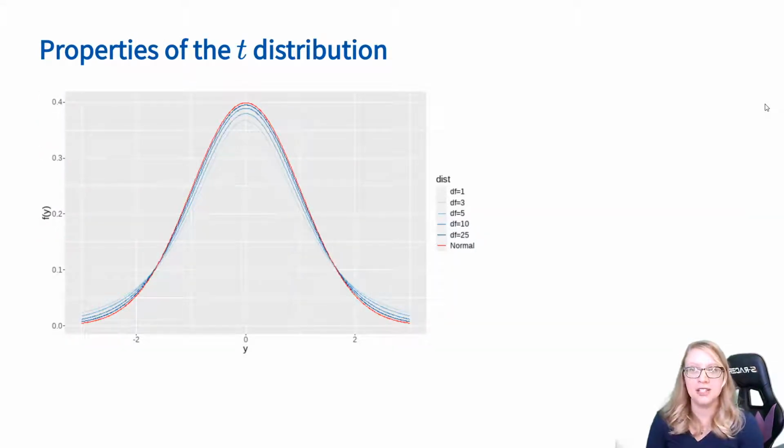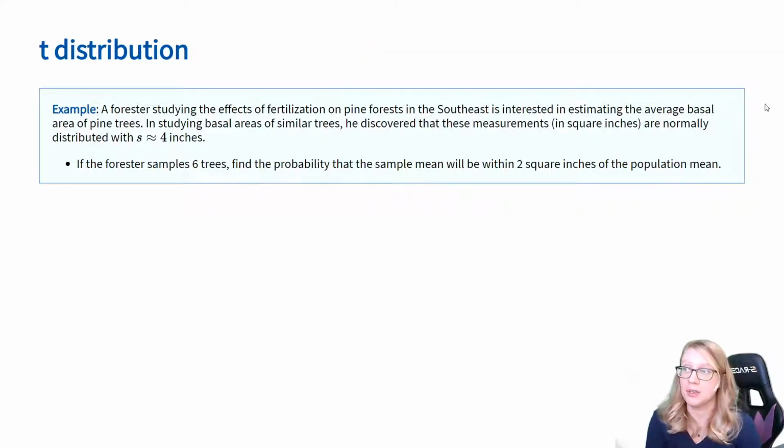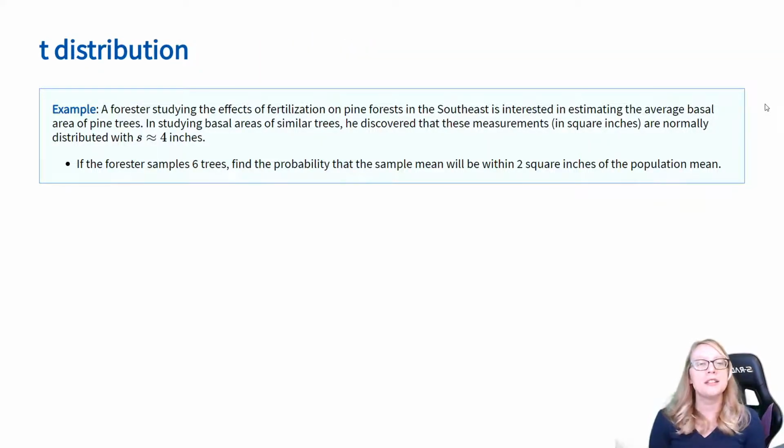Properties of this distribution: it's symmetric, it is unimodal. As we increase the degrees of freedom, so as we bump up n minus 1 being the degrees of freedom in this specification, the t distribution gets closer to a normal distribution. In practice, we often use the t distribution for testing, which we'll talk about next semester in Math Stat 2. Let's take a look at an example here.